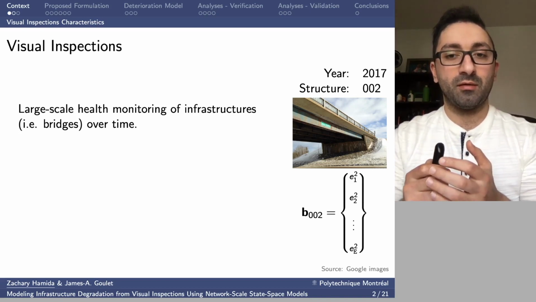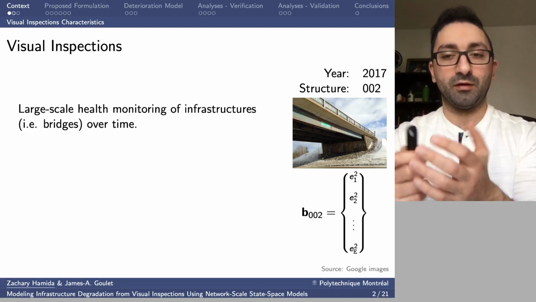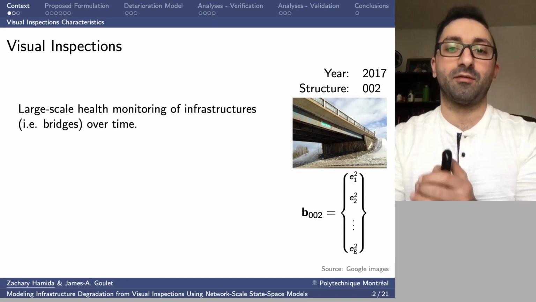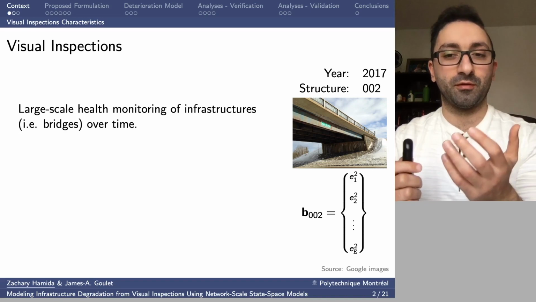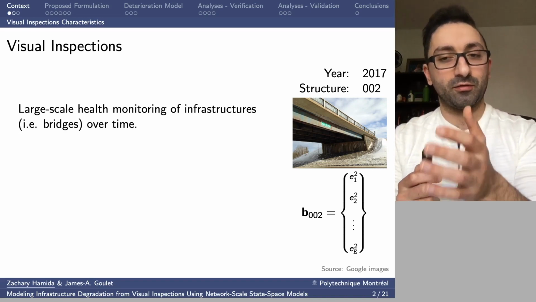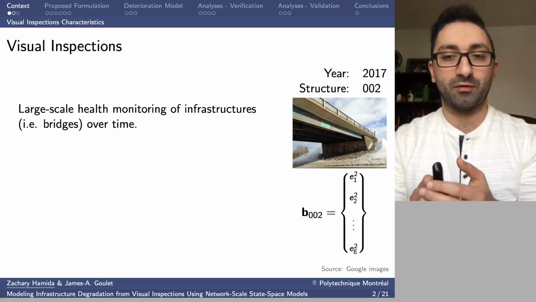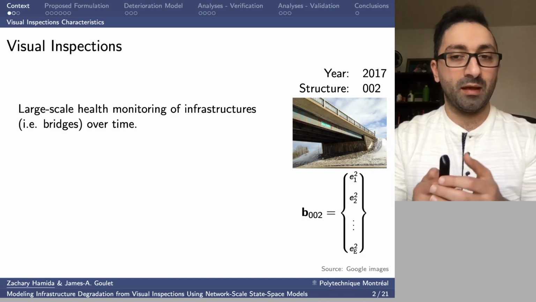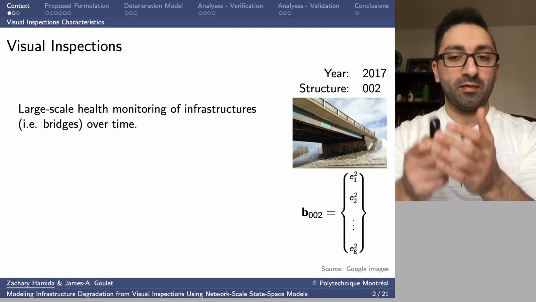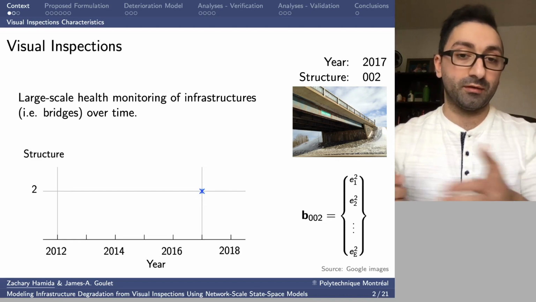So, if we look at the image on the right hand for this bridge with the ID 002, at a given year, 2017, the structural components of this bridge are inspected through visual inspections. Now, we represent the structural components with the small letter e, whereby the subscript refers to the structural element ID, and the upper script refers to the bridge ID. Now, the visual inspections at year 2017 can be represented by a single point on this timeline.